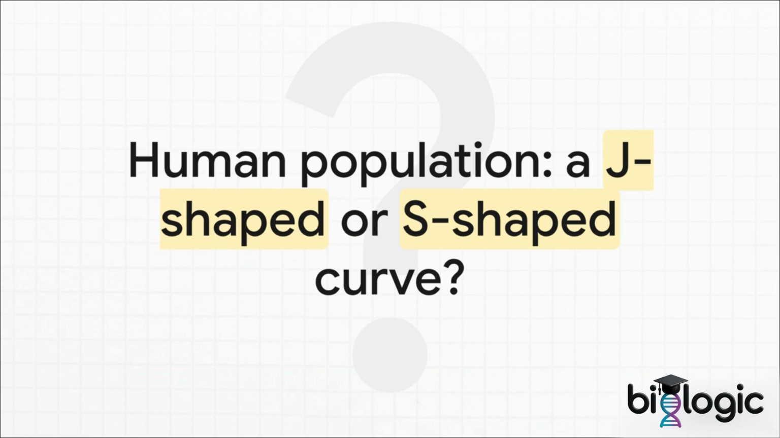So, to wrap this all up, I want to leave you with a really big question, something that connects everything we've talked about. We looked at J-shaped and S-shaped growth curves. The human population is now over 8 billion people. So, which curve do you think we're on? Are our resources unlimited, or are we approaching some kind of carrying capacity for planet Earth? And what does that even mean for our future? That's some serious food for thought.